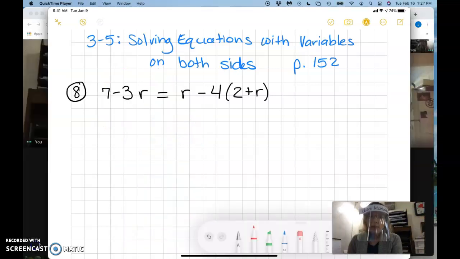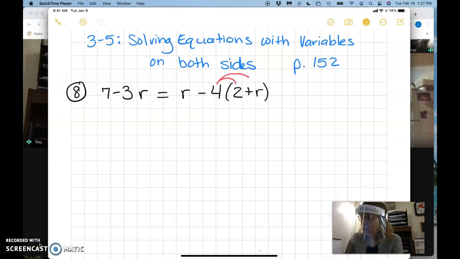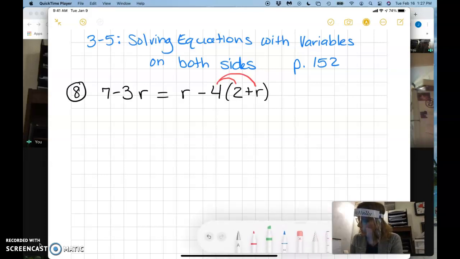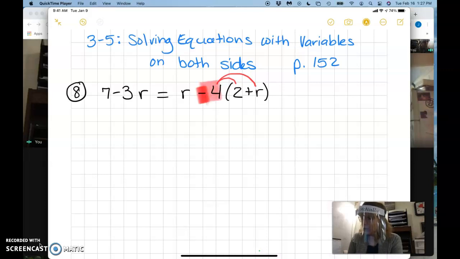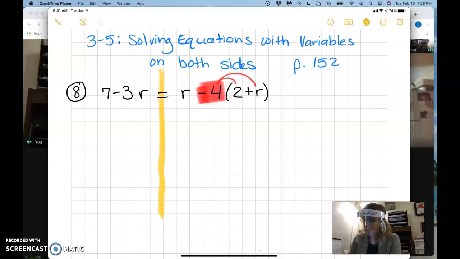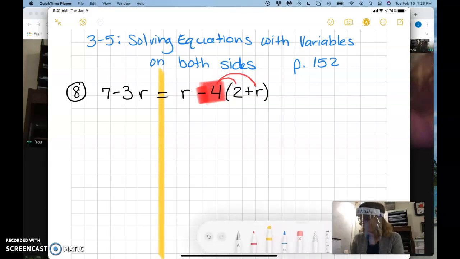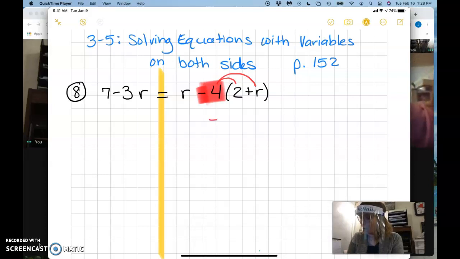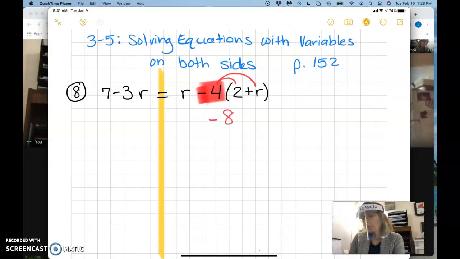Hooray. All right, step 1 on this problem is to distribute the 4, but I want you to notice something. Be very careful. It's a negative 4. So when we're distributing, we have to multiply everything by the negative 4. And I forgot, let's draw our line down the equal sign. Okay, so what is negative 4 times 2? And what is negative 4 times r? There you go.